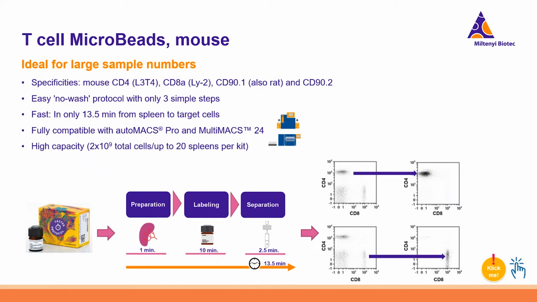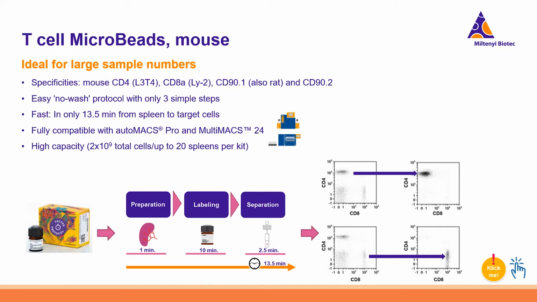So it's simply straightforward. CD4 positive and CD8 positive mouse T cells, as well as CD90.1 mouse and rat T cells, and also CD90.2 mouse T cells, can now be isolated via positive selection in only 30.5 minutes using our updated microbeads mouse. Of course, with the ever appreciated quality and purity. It is an easy and fast protocol that can be fully automated on the AutoMax Pro or the Multimax.